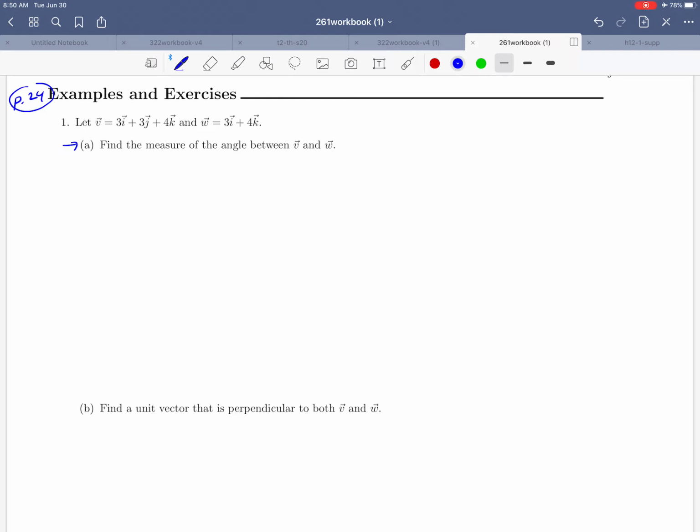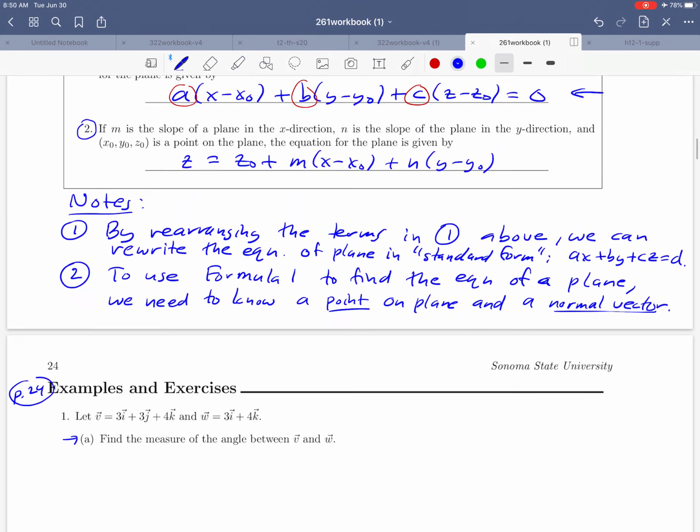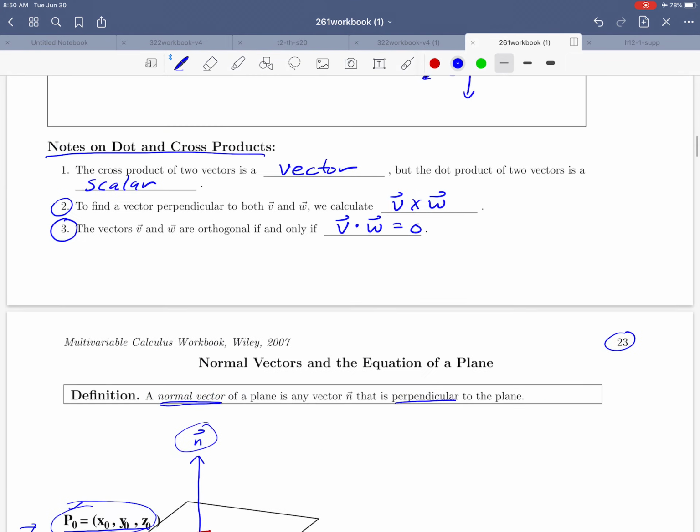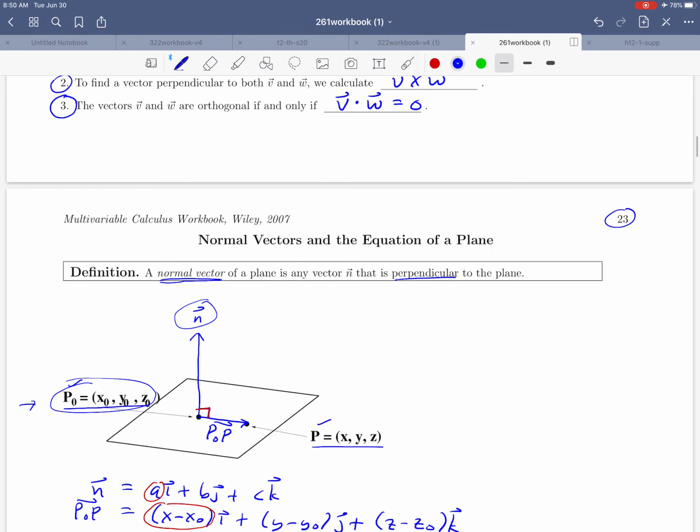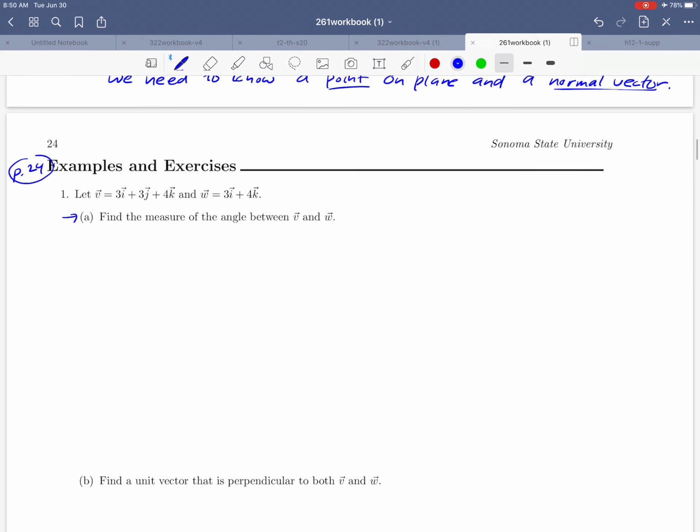Well, let's think back. We've talked about a number of different topics and formulas, and is there a formula that would allow us to get our hands on the angle between two vectors? I want to scroll back and point you to the only formula I think we've had that involves an angle, and that's this one here on page 22, the geometric definition of the dot product. Anytime you want an angle between vectors, that's probably the one that you want to go to. All right, so let's try that out here.